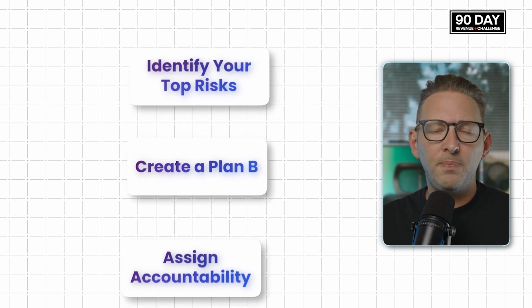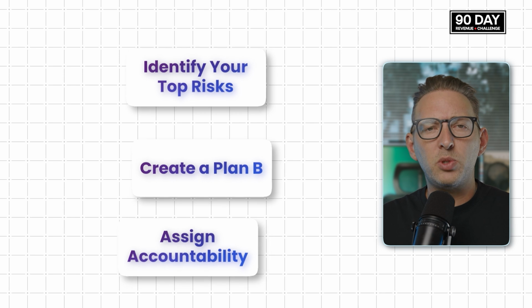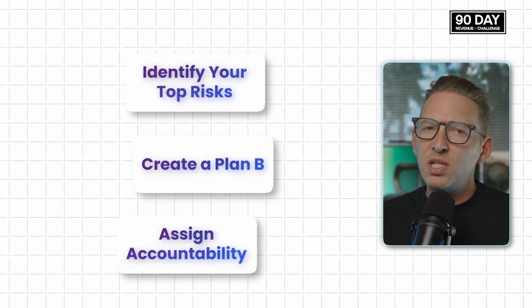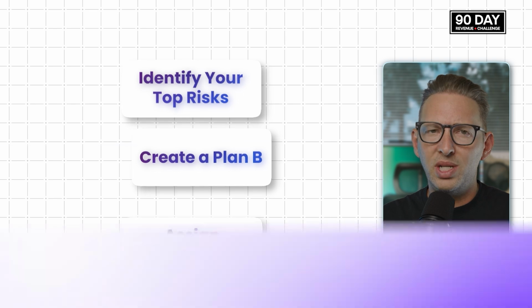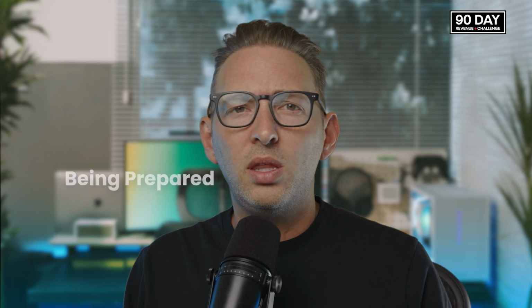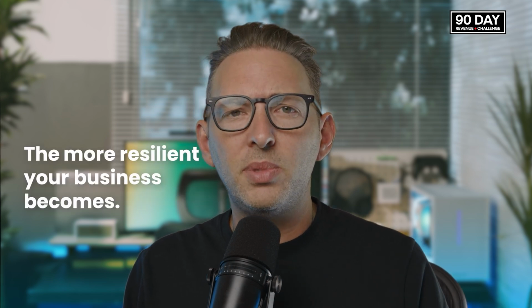Assign accountability. Make sure each contingency plan has a responsible person or team. This ensures that if something does go wrong, there's no confusion about who needs to take action. Now, having a risk and contingency plan isn't about being pessimistic. It's about being prepared. The more risks you anticipate and plan for, the more resilient your business becomes. Remember, setbacks are a part of the game, but they don't have to knock you off course. With the right contingency plans in place, you can pivot quickly and keep driving toward your revenue goals.